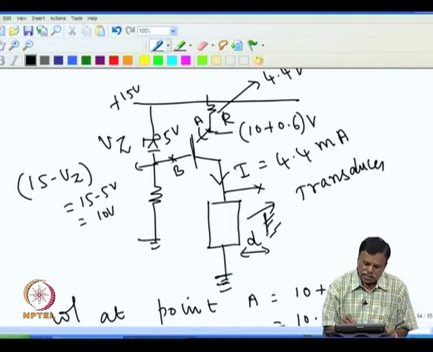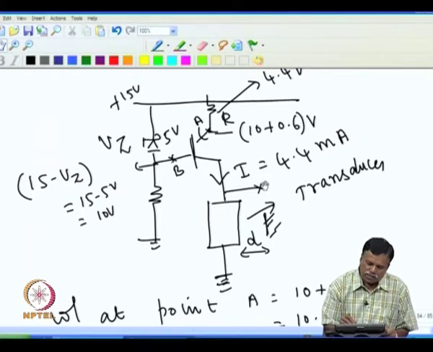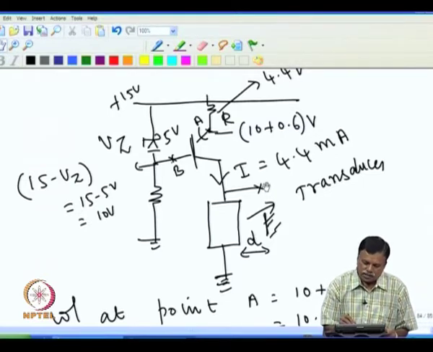So, when D changes, you will find that the voltage at this point is changing. The D change will give a voltage change, but then when temperature changes, this voltage also will change. That was the issue we wanted solved. When temperature changes, we do not want this voltage to change. Only when D changes does this voltage have to change. That is how the transducer is made.